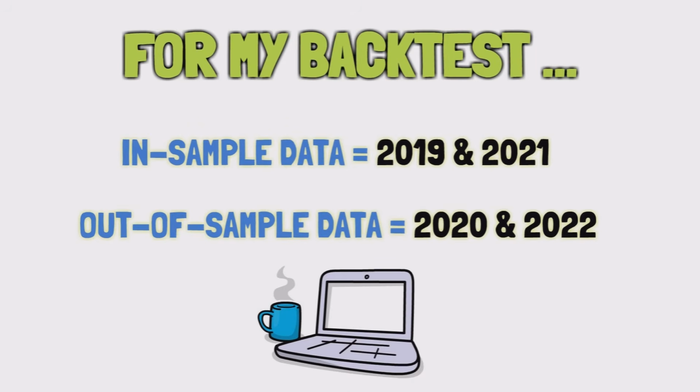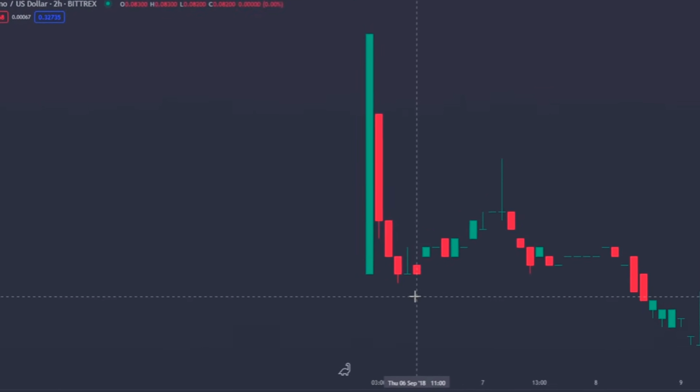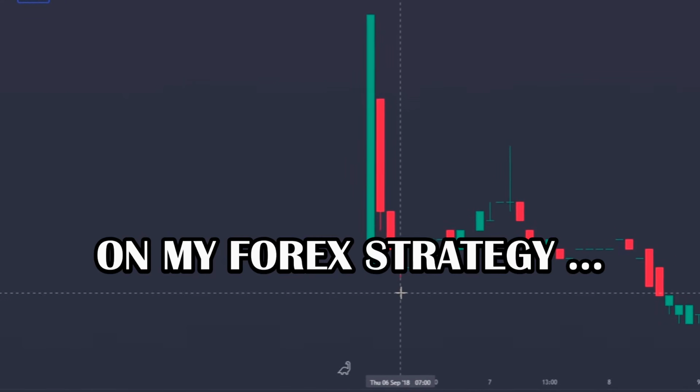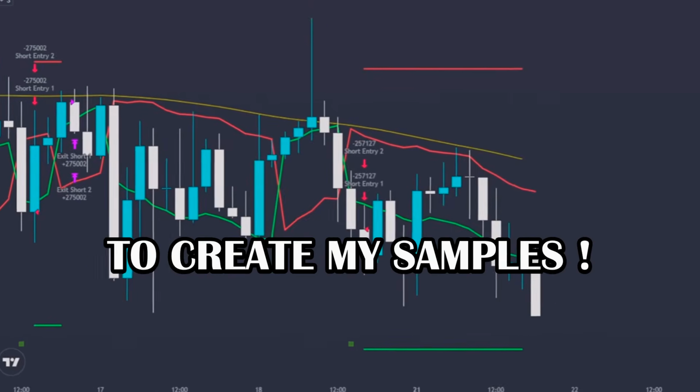It's only 4 years, as some cryptocurrencies don't have much more data available. But, for example, in the case of my Forex strategy, I use data from 2010 to 2021 to create my samples.